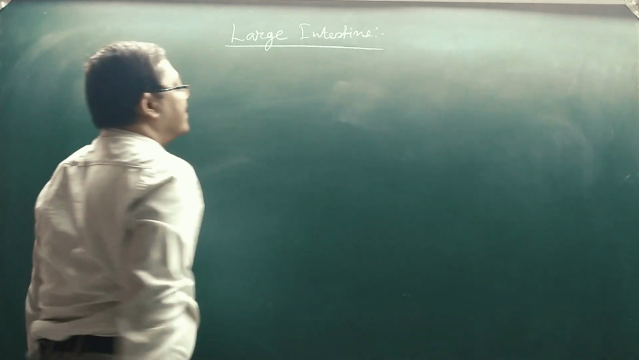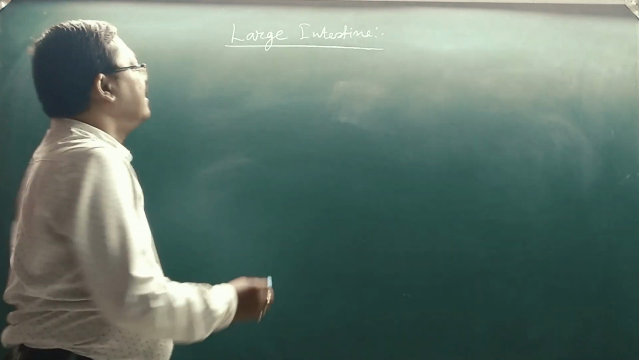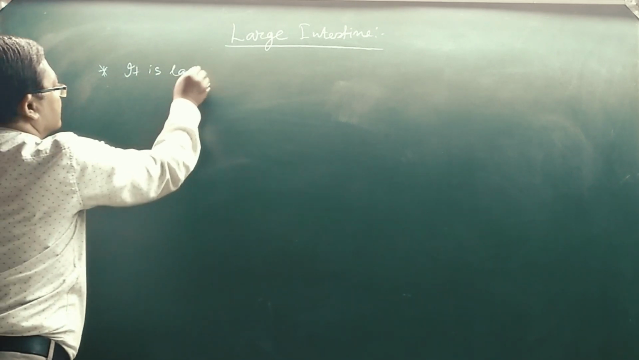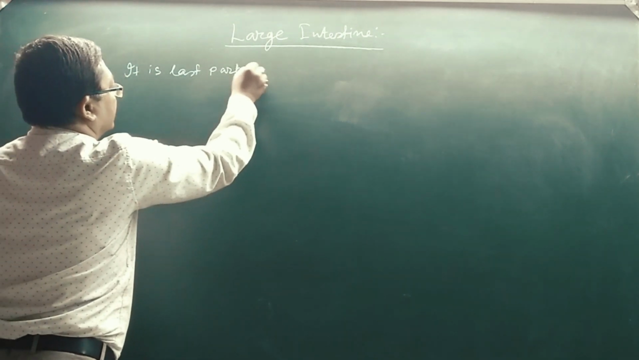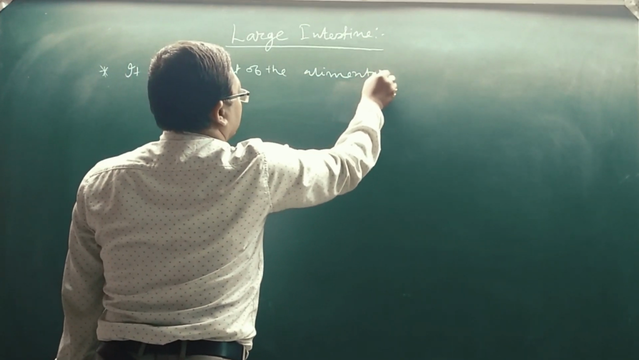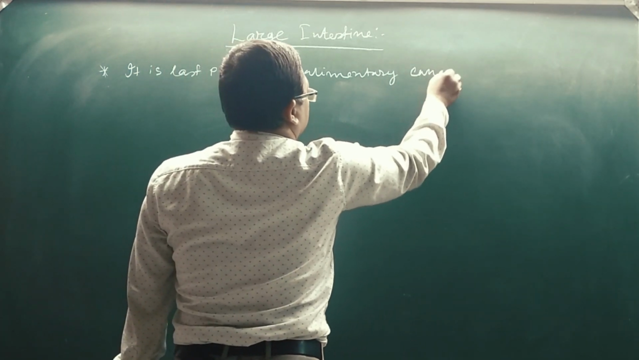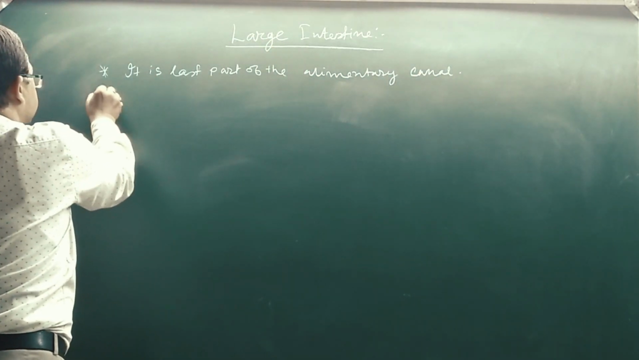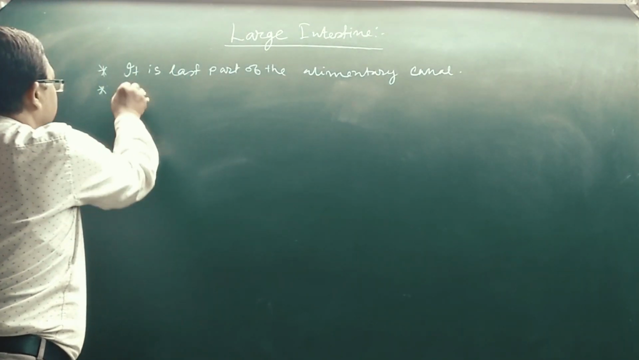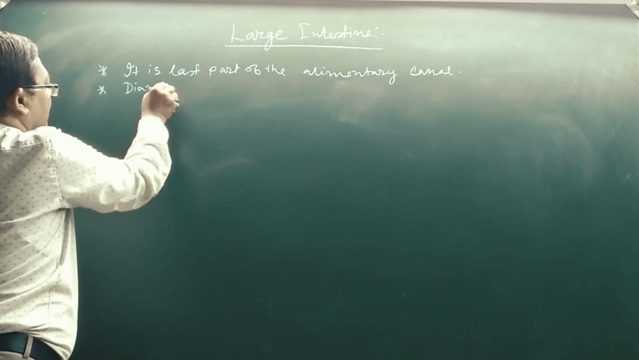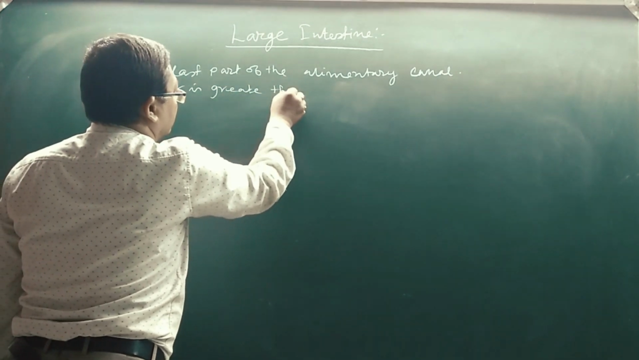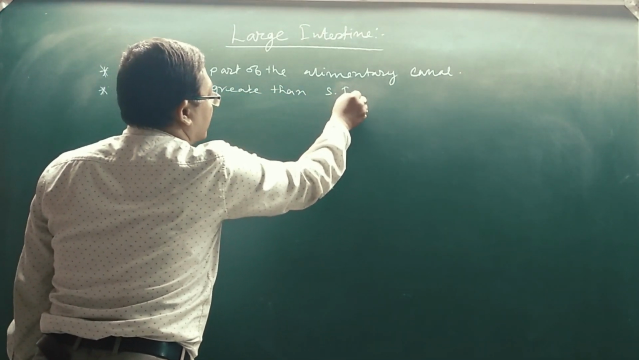The large intestine is the last part of the alimentary canal. Its diameter is greater than the small intestine.